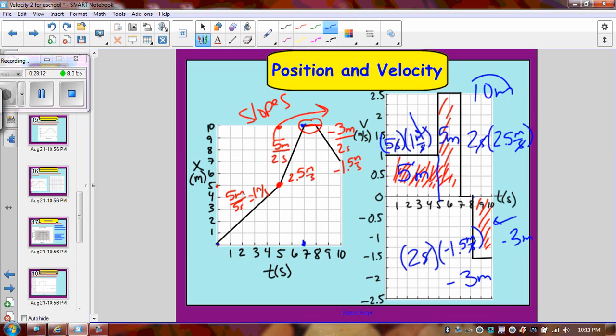So if it's 10 meters for the first 7 seconds, and -3 meters for the last 3 seconds, since there was no change in position here, that means the total displacement overall for the whole 10 seconds should be 7 meters. And let's see, is that where we ended up? Yes, it was. So we were able to figure out the change in displacement from the velocity versus time graph.